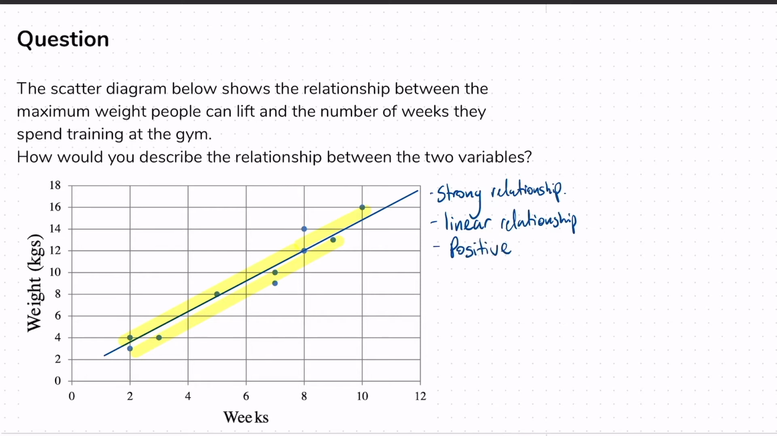So we've got this idea of how strong is it? Is it linear? And is it positive or negative? Is it going up? So here are a couple of ways that we can describe the relationship between the weeks we go to the gym and the maximum weight we can lift.